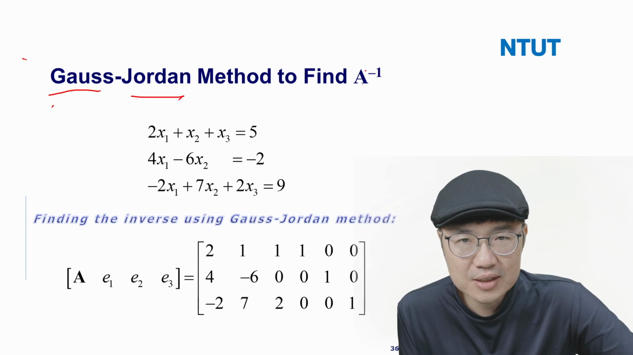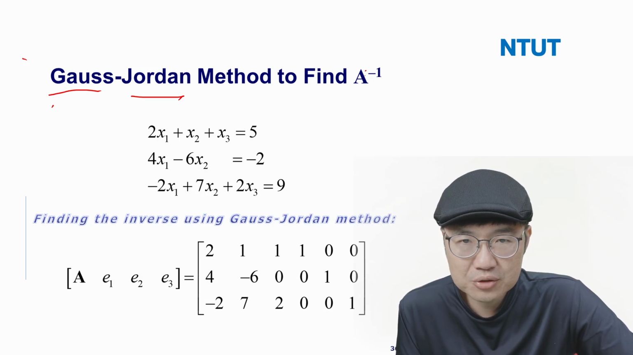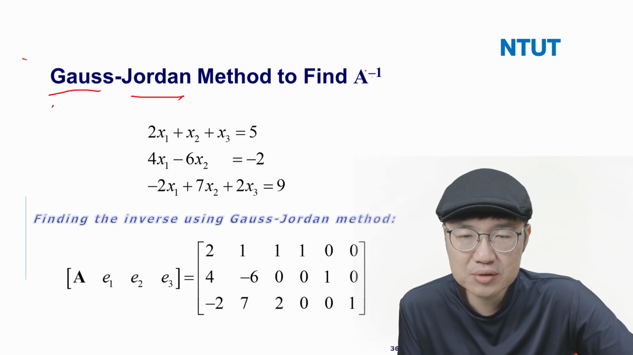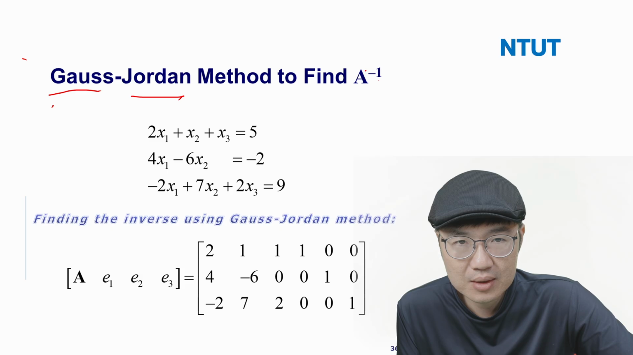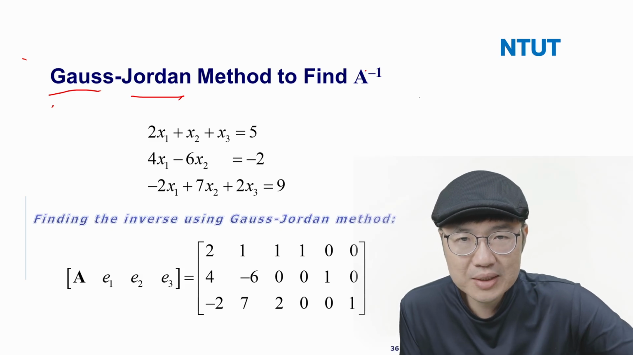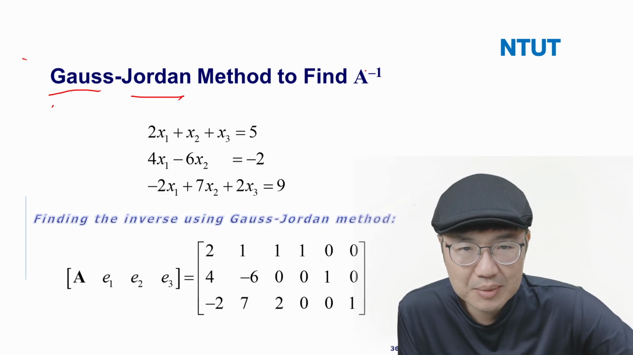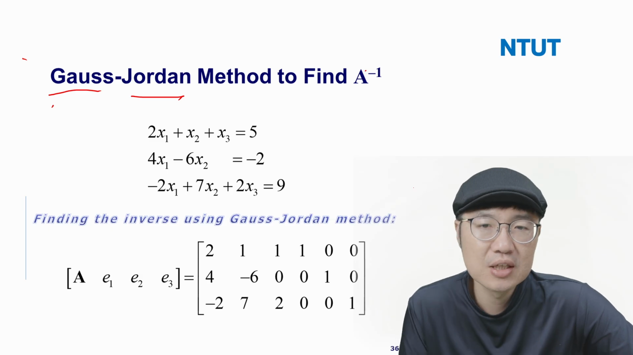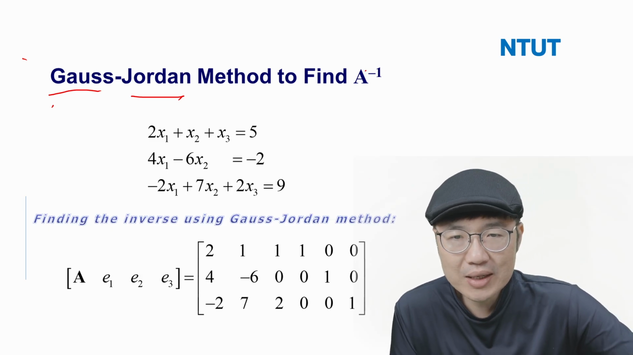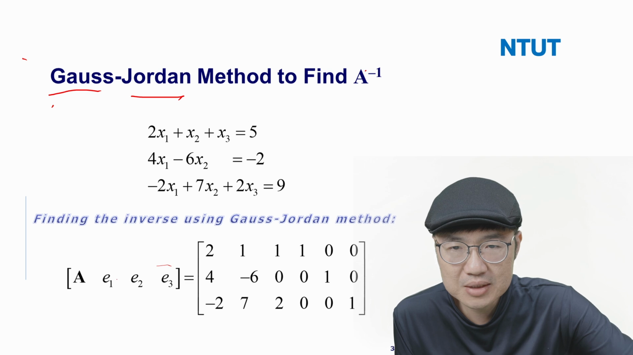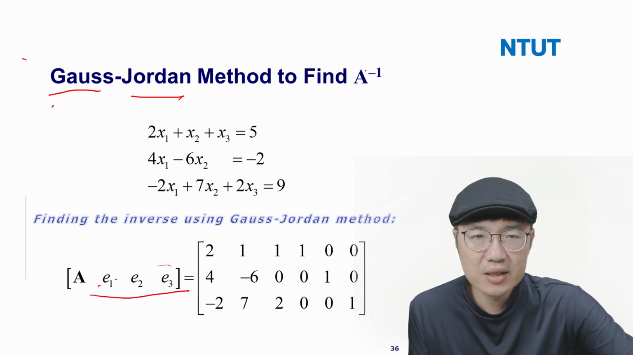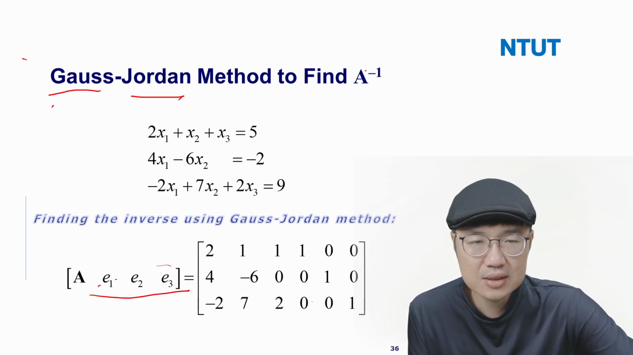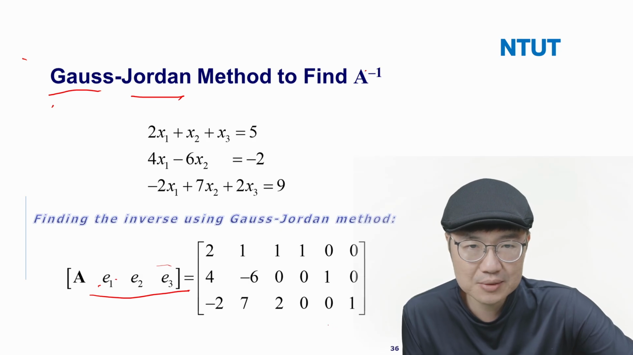So let's consider this example: 2, 4, minus 2, 1, minus 6, 7, and 1, 0, 2. We have dealt with it several times. The beginning for the Gauss-Jordan method is to put an identity matrix following it. E1, E2, E3 here mean the identity vectors, including 1, 0, 0, 0, 1, 0, and 0, 0, 1. So A is followed by I.